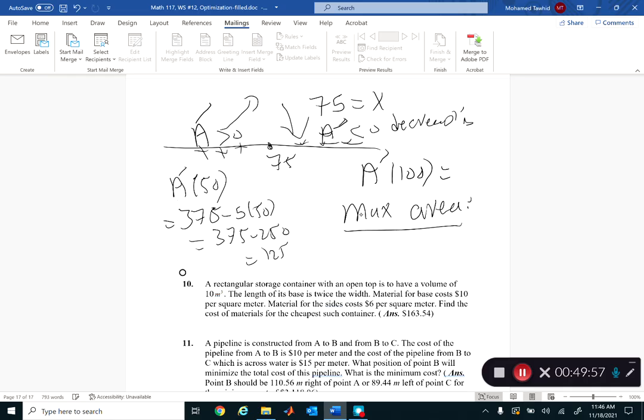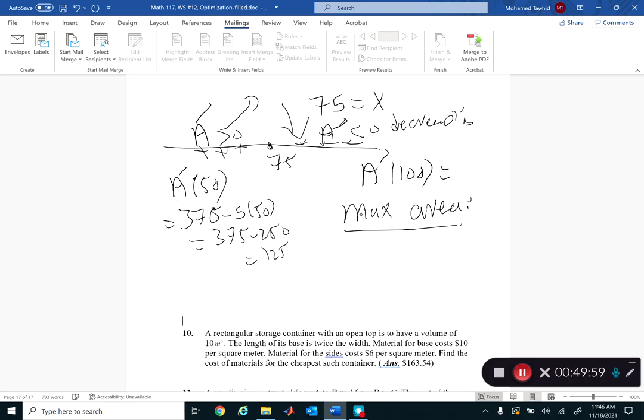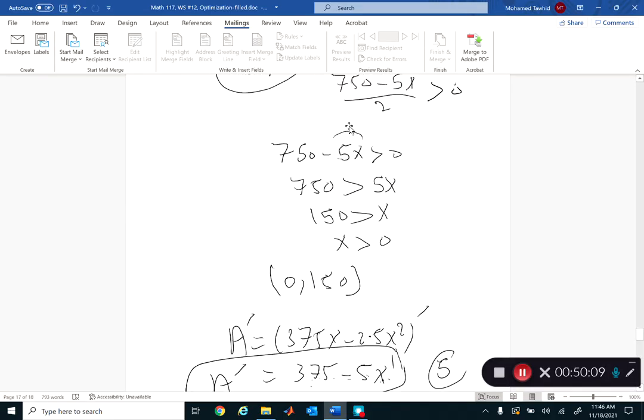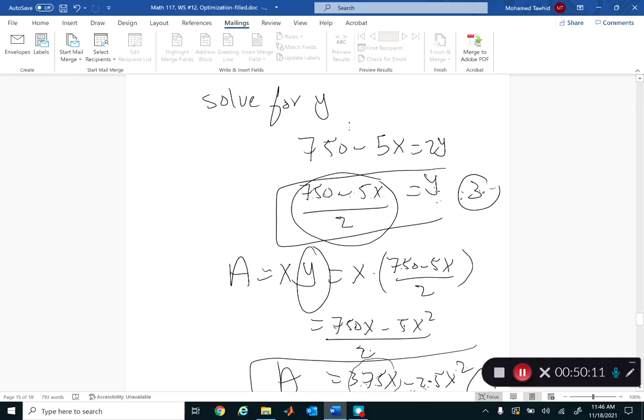How to get the maximum area, guys? What did you get here? I got x. What is your x? Here we get x equals 75. That is where you have the max. I need to get y. How to get y? Because your dimensions are x and y. What is the relation between x and y?